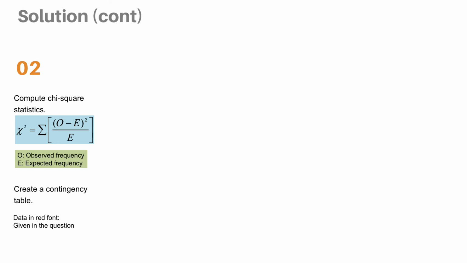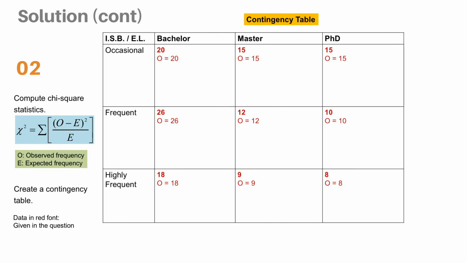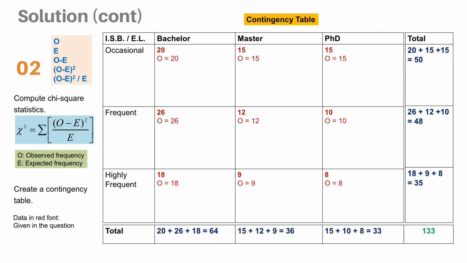In the second step, we have to compute the chi-square statistics given by this formula. In order to solve this equation, we have to create a contingency table. This is the original data given to us, where we label the data as O, or observed frequency. What we have to find next is the values of E, O minus E squared, and O minus E squared divided by E.